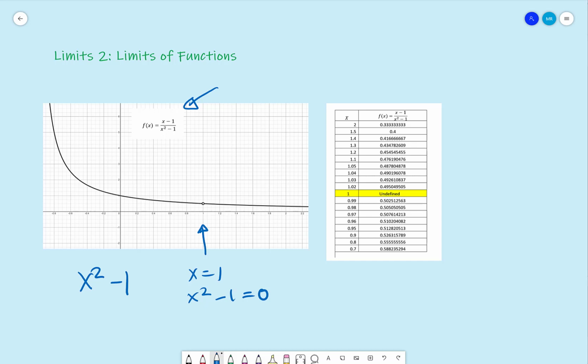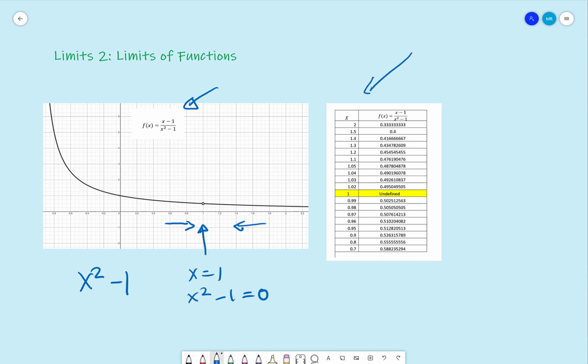However, it is defined everywhere else, the positive x-axis. We'll have a similar problem when x equals negative 1. Okay, so what we can do, though, is look at what happens as we get close to 1. So we can get close to 1 either from x's that are smaller than 1 or from x's that are larger than 1. And when we look at f of x as we approach x equals 1, we'll see a very interesting pattern.